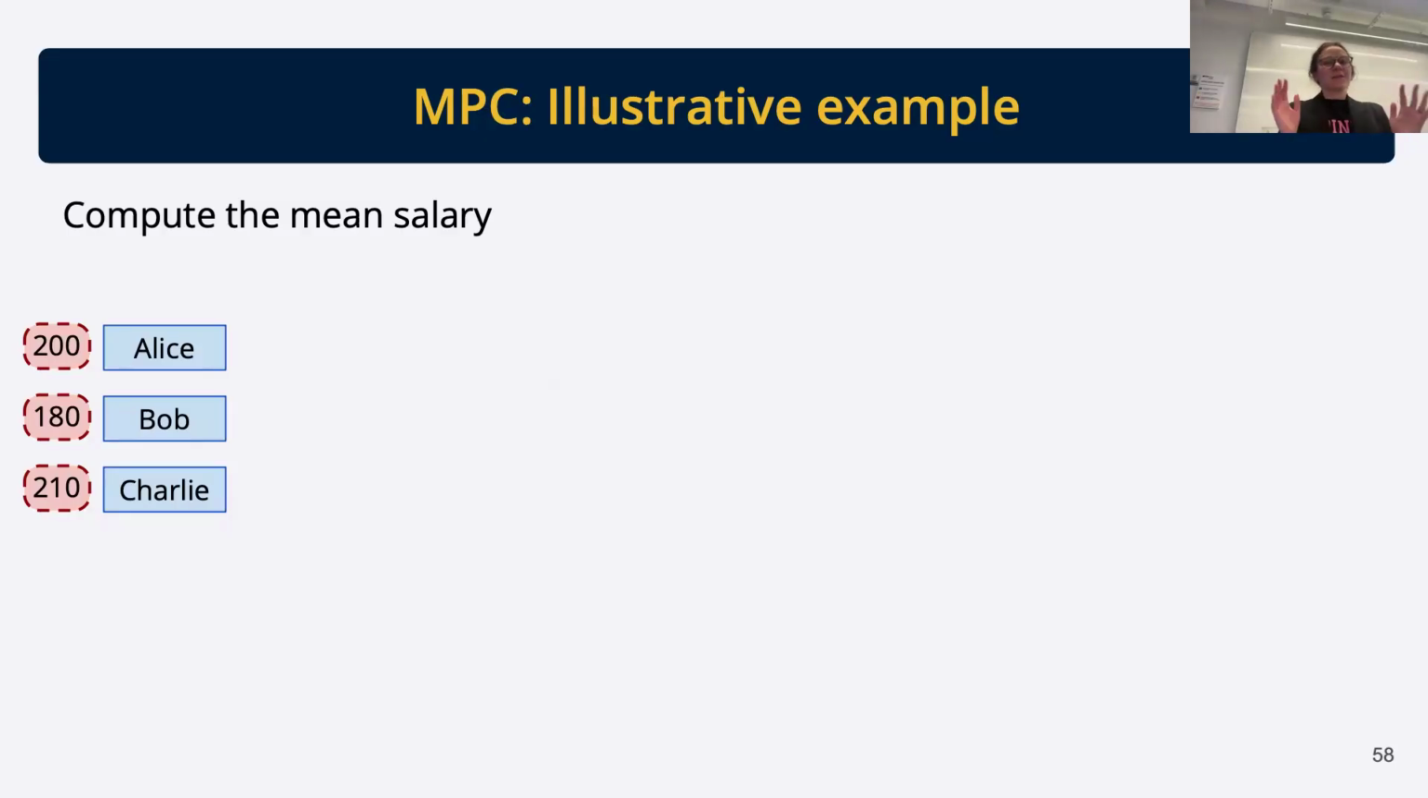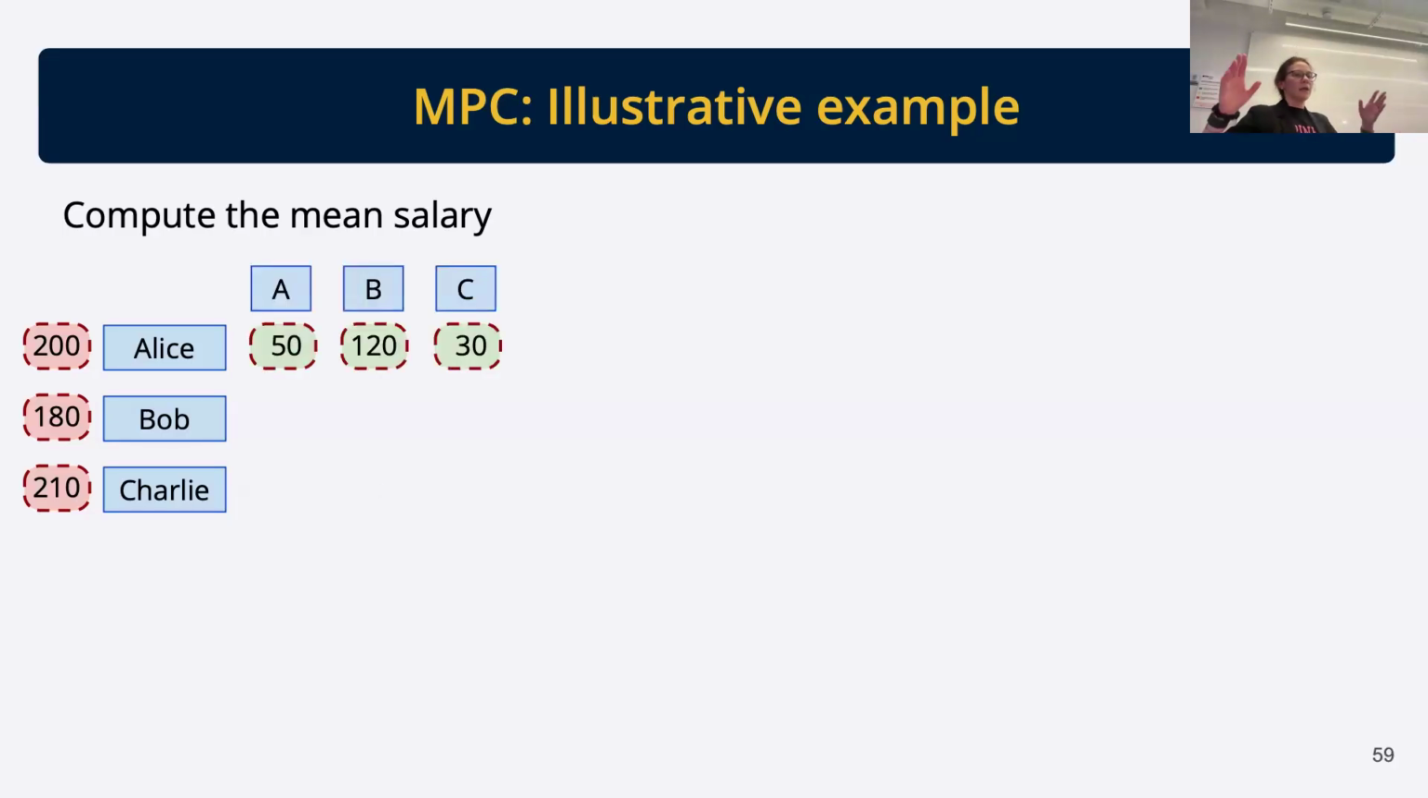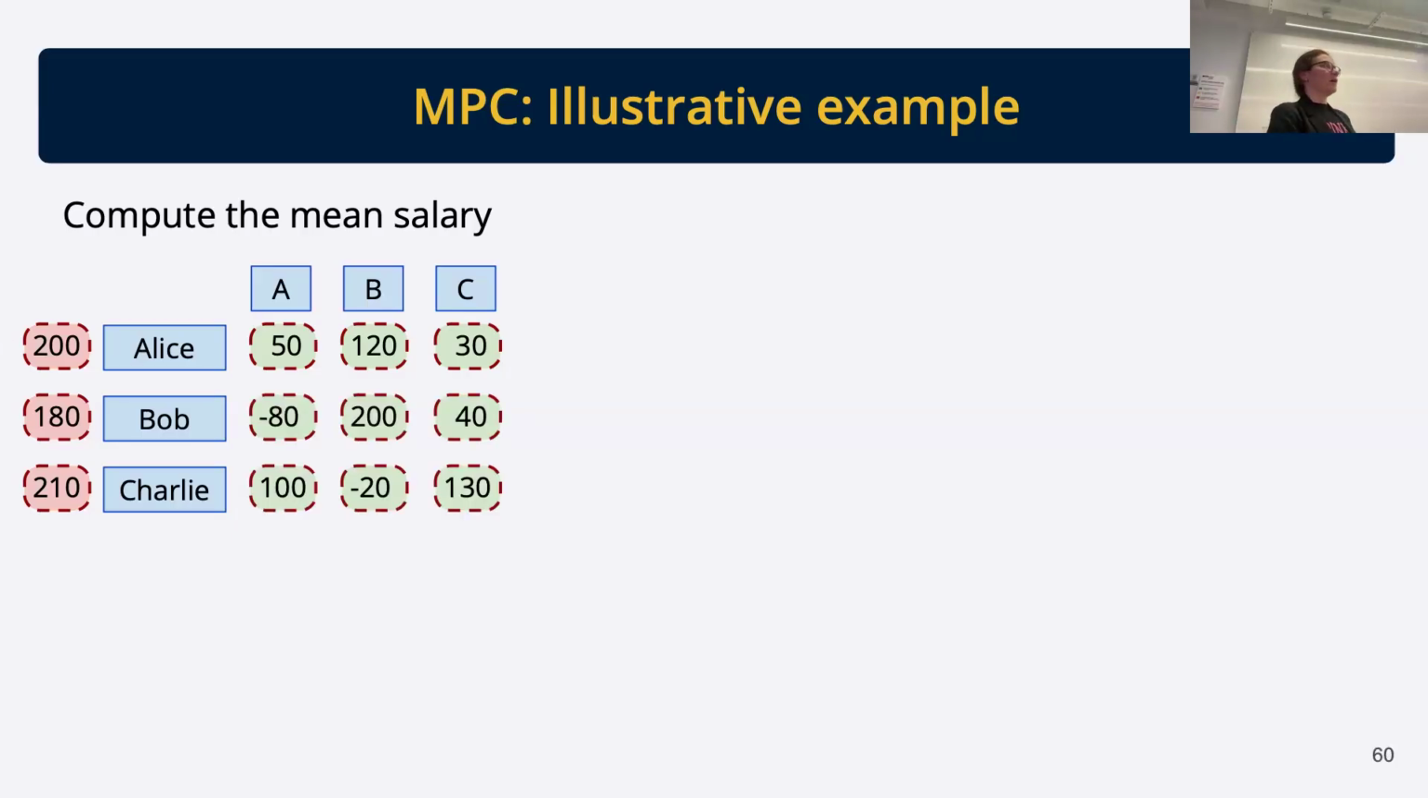Here is an illustrative example of what multi-party computation is. Suppose we have 3 people, Alice, Bob, and Charlie, and we want to compute their mean salary. Alice has a salary of 200K, Bob of 180, and Charlie of 210. Each person will split their salary into 3 random components, so that the 3 numbers add up to the salary. Alice is splitting hers into 50, 120, and 30. So the sum is 200. Similarly, the other two participants will also split their salary in this way.